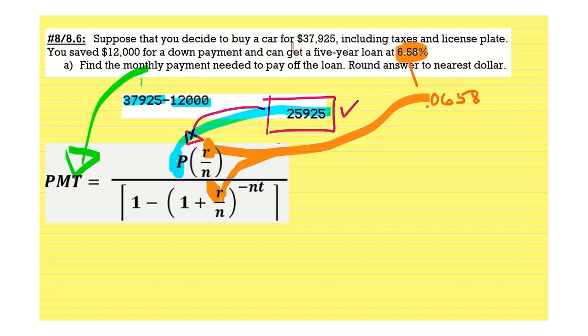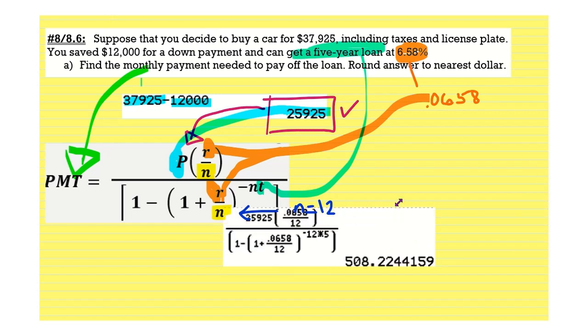Okay. And then we also have a time number. Where is my time number? 5-year loan. I'm going to get the 5-year loan. So the 5-year loan is going to go in the time position. And then, of course, we have the N number, which is how many times a year we're going to make payments. Well, everybody always makes a car payment every single month. So that means that my N number is going to be equal to 12 payments per year. So I'm going to put all those numbers into my calculator.